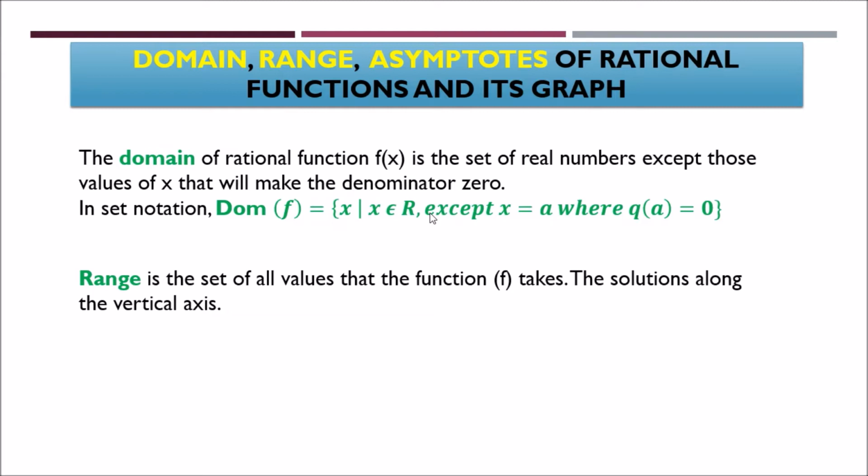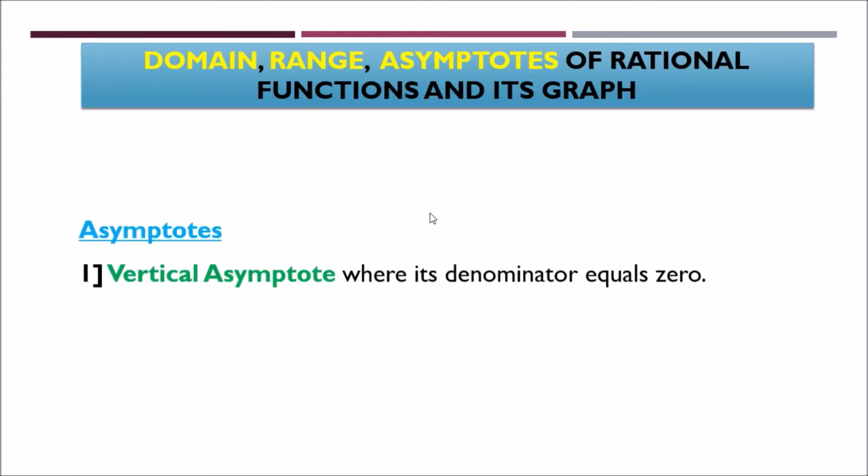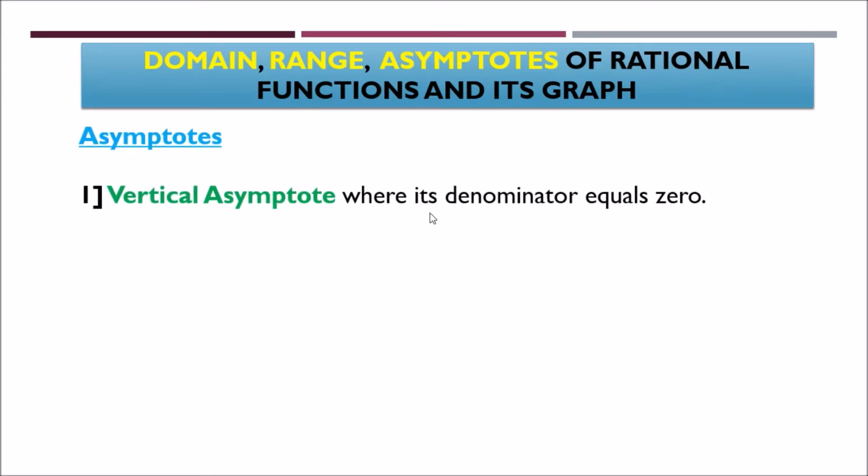And range is the set of all values that the function f takes, and it is also the solutions along the vertical axis. So next is the asymptote, where its denominator equals 0. We call that the vertical asymptote.